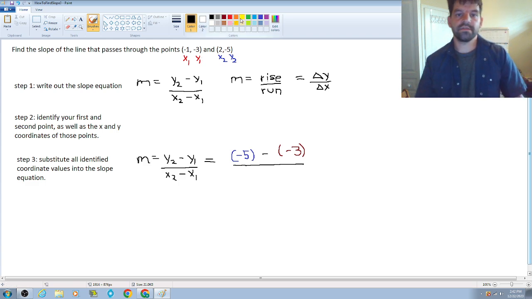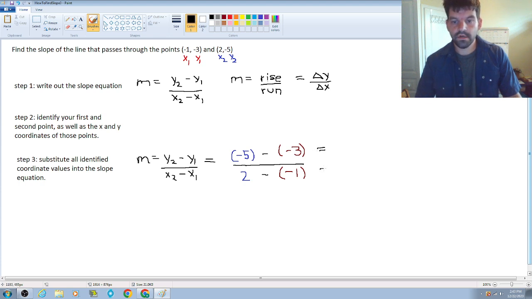x2 is going to be the second x-coordinate, and our second point we've identified as 2, -5, so the x-coordinate there will be 2, minus, and then the first point x-coordinate will be -1. So now we can go ahead and simplify this.